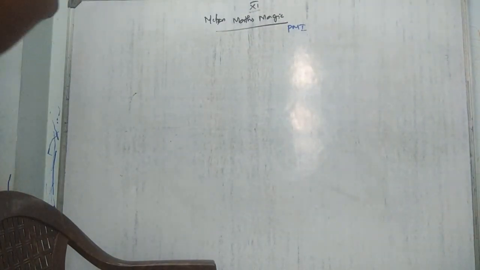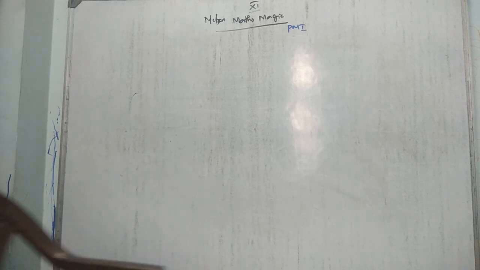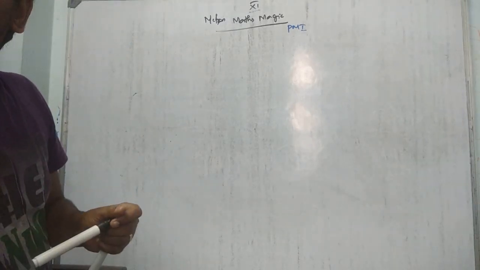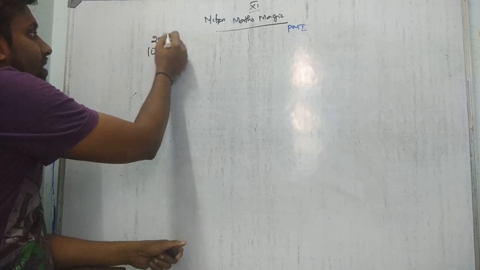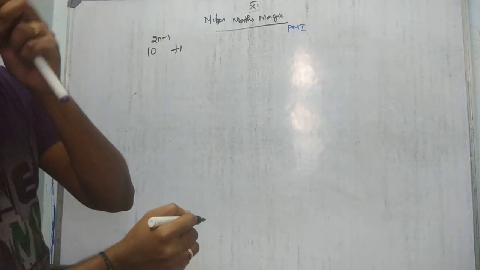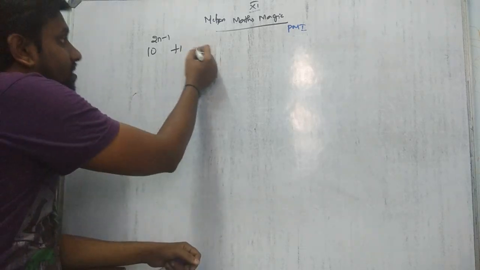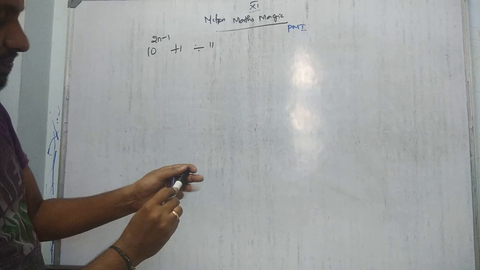Okay, I'll take question number 20. 10 power 2n minus 1 plus 1 is divisible by 11. Prove that it is divisible by 11. Question number 20. Okay, so prove that 10 power 2n minus 1 plus 1 is divisible by 11. I have to do. So what I told you, first one.